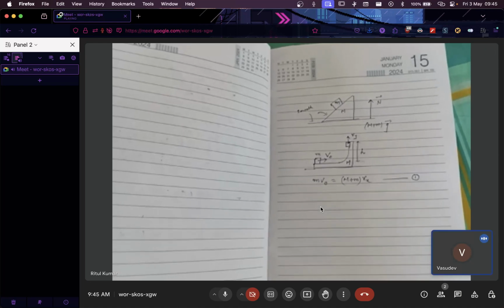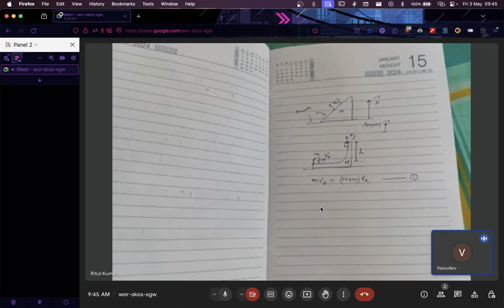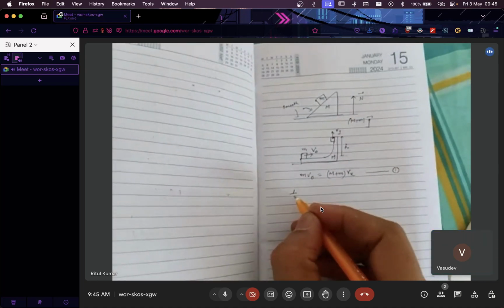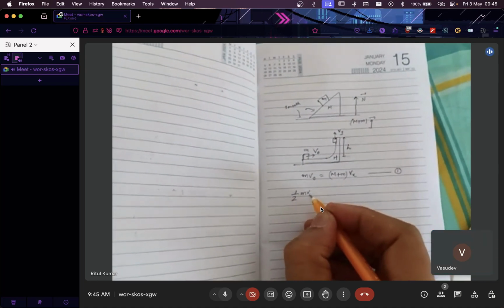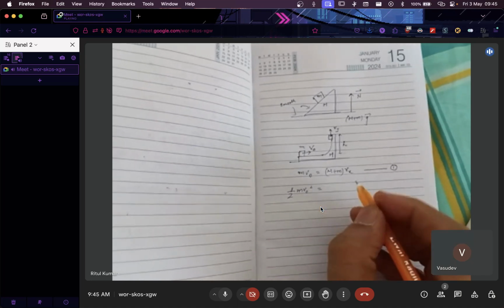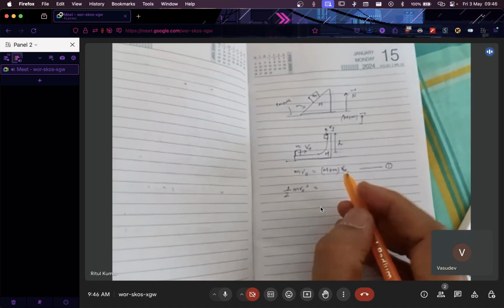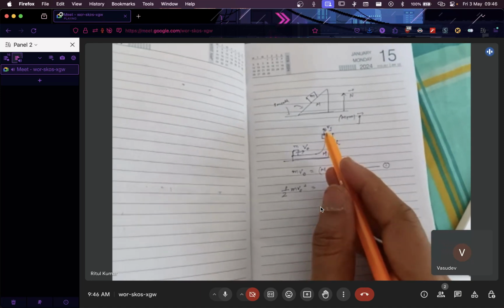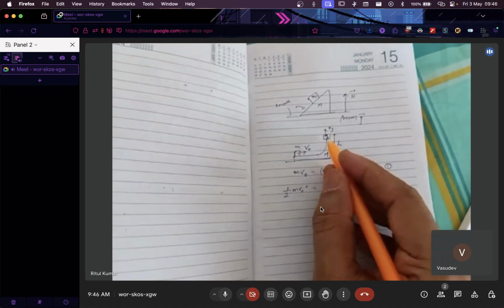Conserve kinetic energy, conserve total energy in general to find the vertical velocity. So total energy, according to our calculation, will get us half m v naught squared kinetic energy, right? And then it leaves at this point. It is having Vy. So at this point, what will be the energy?